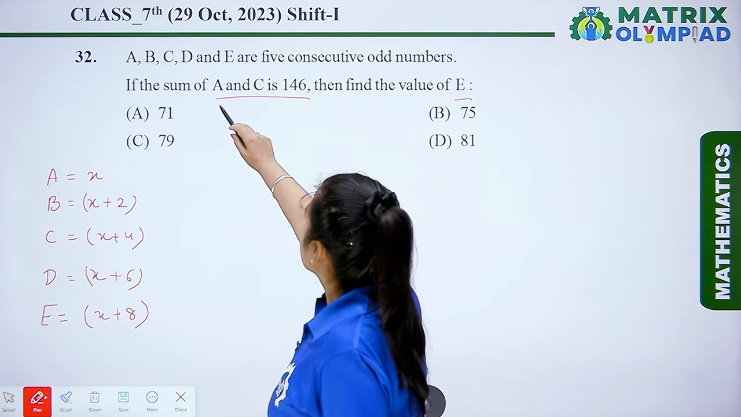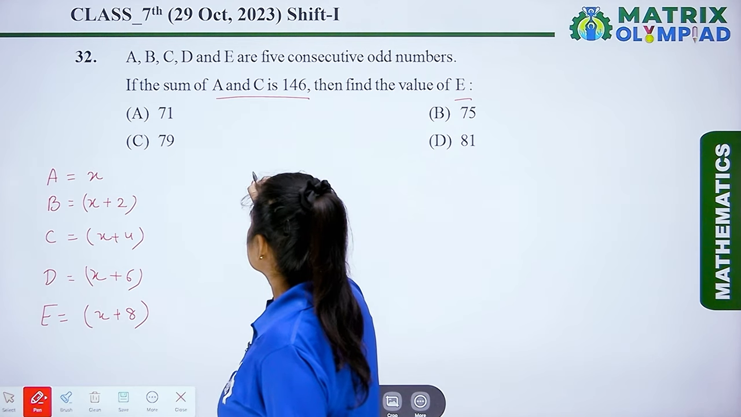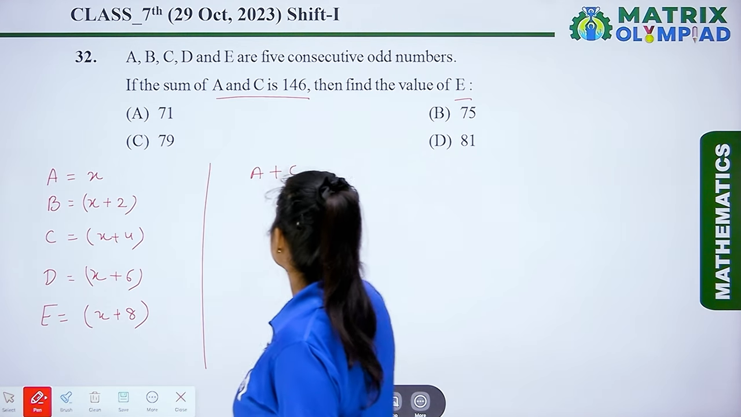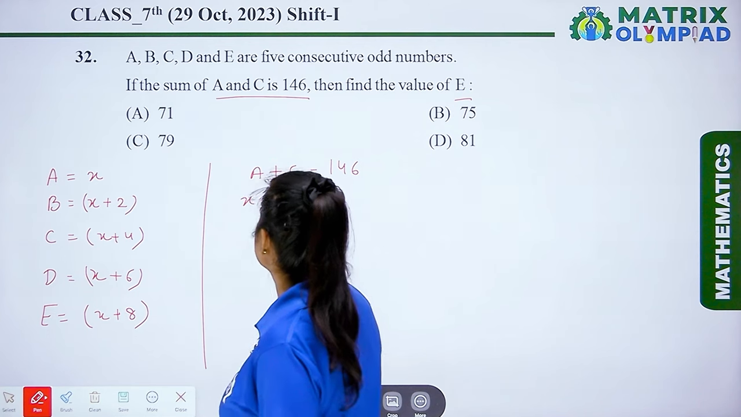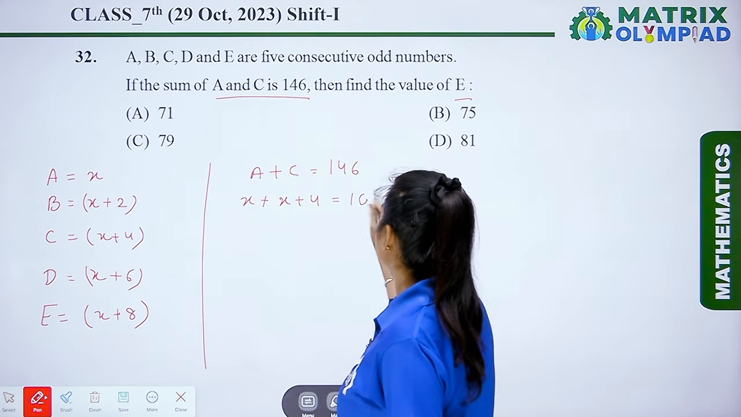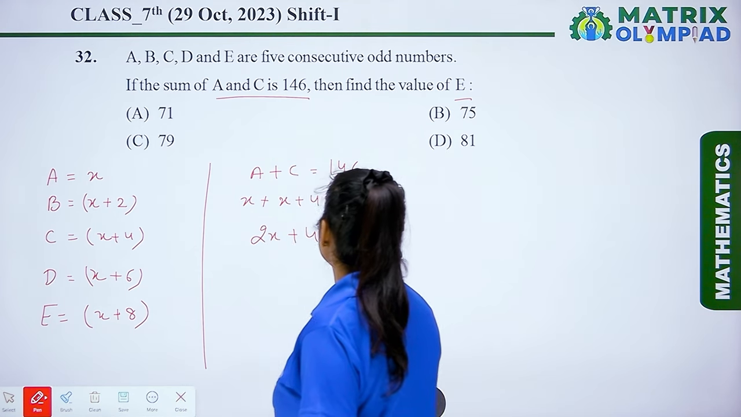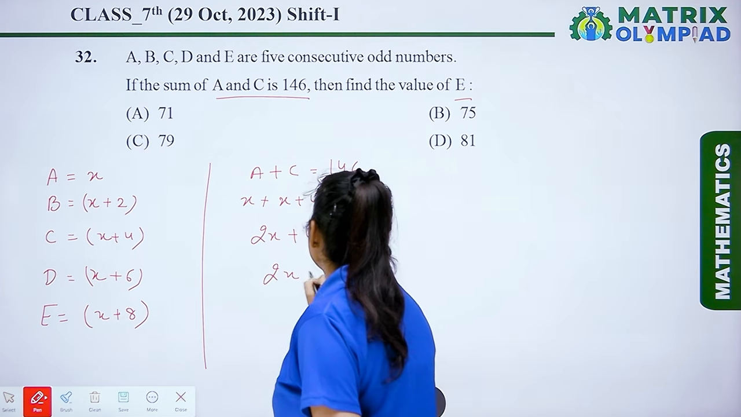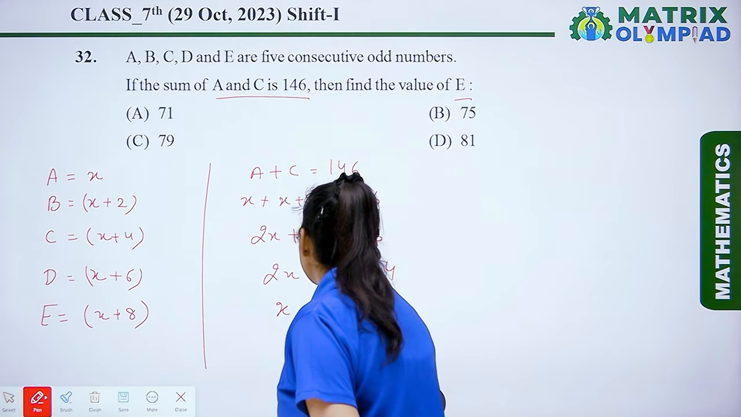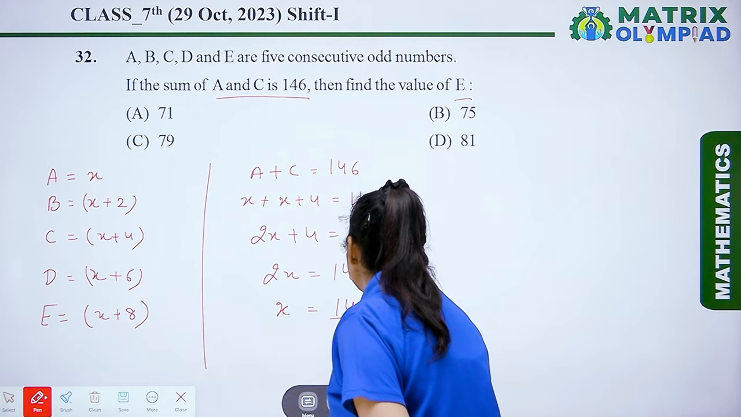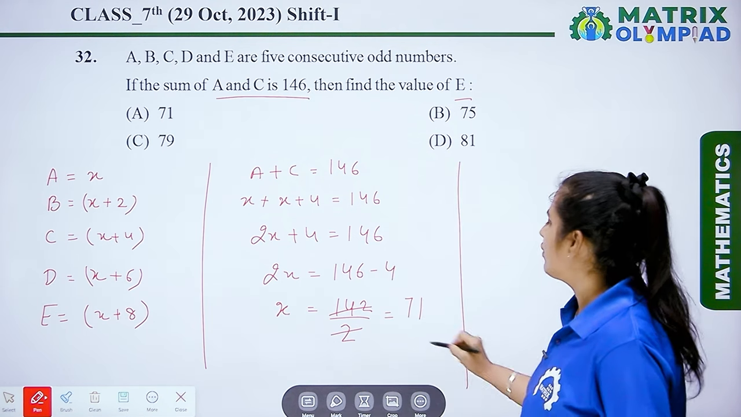Now we are having sum of A and C is 146. So here A plus C is equal to 146. The value of A is x plus value of C is x plus 4, that is equal to 146. So here 2x plus 4 is equal to 146. 2x is equal to 146 minus 4. So here x is equal to 142 upon 2. After reducing, we get 71. So the value of x is 71.